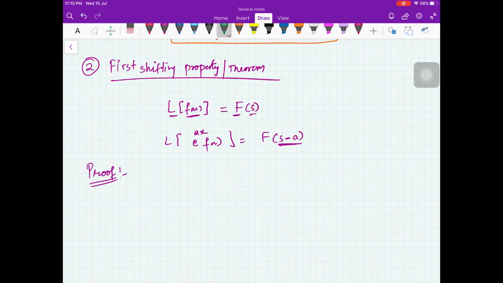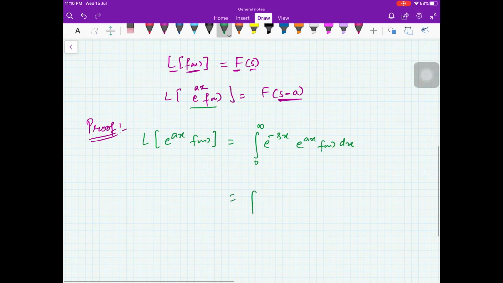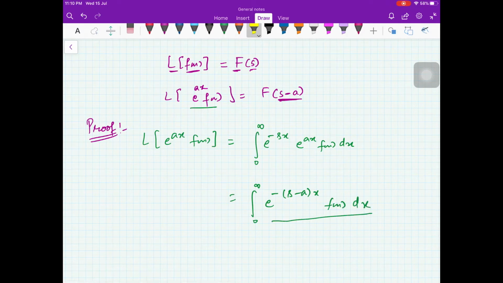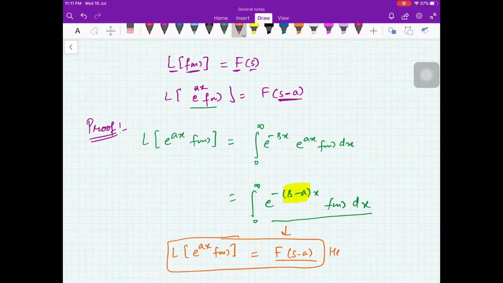Right. So proof is, you have L of, you want to start with this e raised to power ax f(x), right? This will be 0 to infinity e raised to power minus sx e raised to power ax f(x) dx, right? Now you see this is 0 to infinity e raised to power minus (s minus a)x f(x) dx. This is also the definition of Laplace transform. The only thing is s is replaced by s minus a. So this quantity is nothing but F of s minus a. So this is what we wanted to prove, that Laplace transform of e raised to power ax f(x) will be F of s minus a. So this is what we proved. This is called the first shifting property.